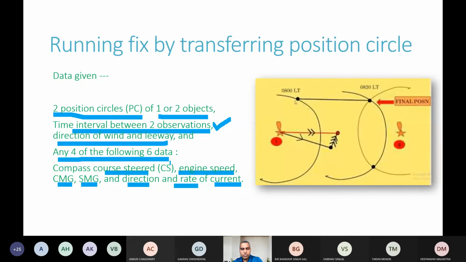90% of the time they will give you the course steered, engine speed, and the current data, set and rate. So with this, you can find out the CMG and SMG also. We are required to find out two positions of the ship at the time of the second position circle and the first position circle. So how do we go about it?